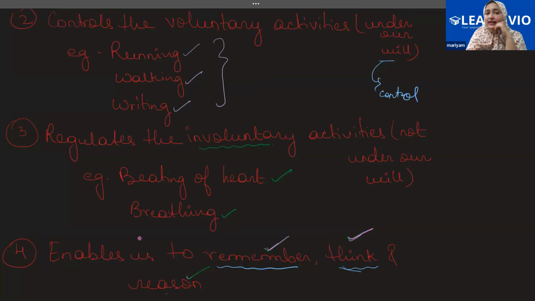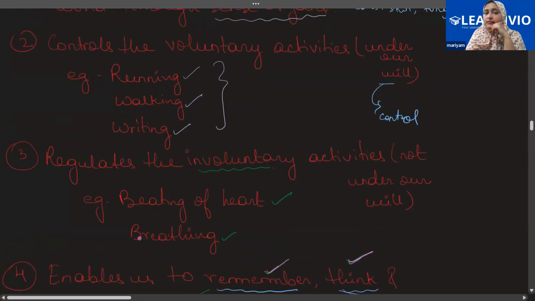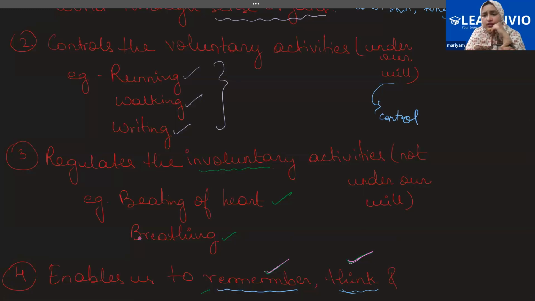And whenever you're writing the functions of the nervous system, if you're writing voluntary activities, mention what the voluntary activities are. You can mention any others apart from the ones that I've given, anything, but you have to give examples so that the teacher would see that you have learned every single thing.